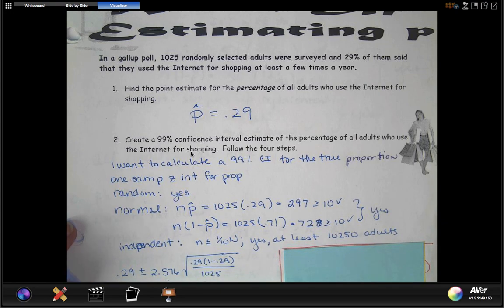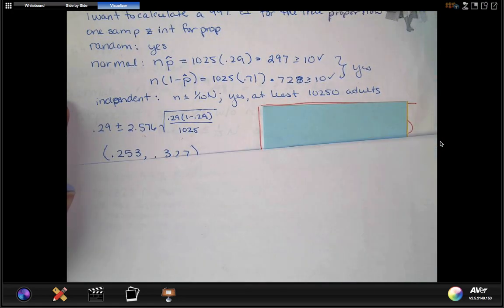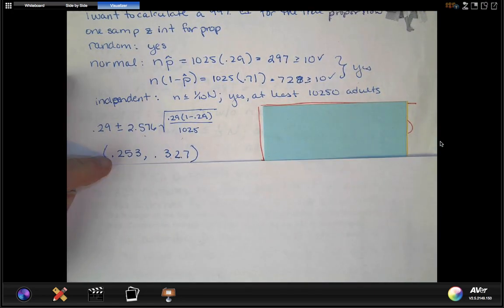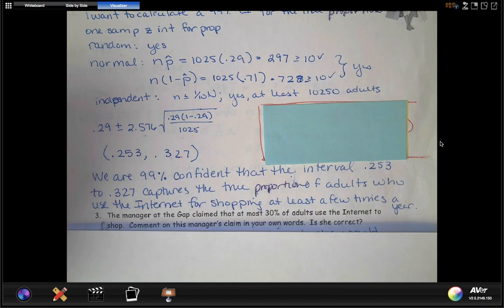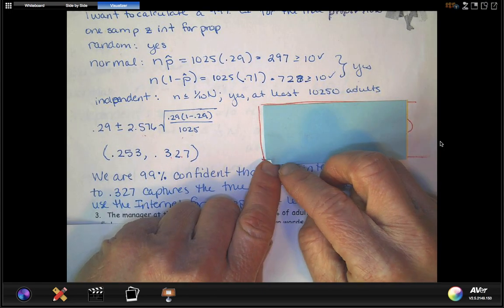Alright, there's my formula. Oh, post-it note surprise. You should be excited. Alright, move that little cursor arrow. Okay, so there's my formula. There's my interval. We are 99% confident that the interval 0.253 to 0.327 captures the true proportion of adults who use the internet for shopping at least a few times a year. Okay, my surprise here.